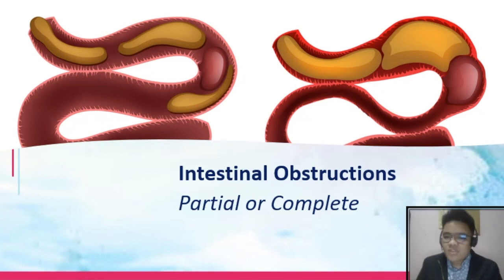Intestinal obstruction could be of two types. It could be partial or complete. The description of whether it is partial or complete is in the name itself. When I talk about partial obstruction, there is still a little passageway for the fecal matter to pass through, whereas in a complete obstruction, the fecal matter is not able to pass through.